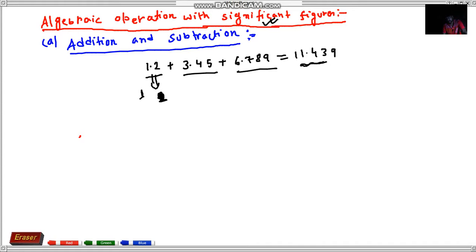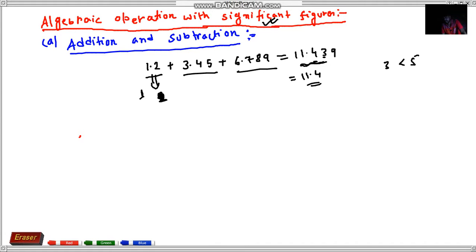So out of these three numbers, 1.2 has 1 significant digit after the decimal. So in the answer there should also be 1 digit, and we have to round that digit according to the rules of rounding. Here the cutoff digit is 4, and the digit after 4 is 3, which is less than 5. So the answer will be simply 11.4.